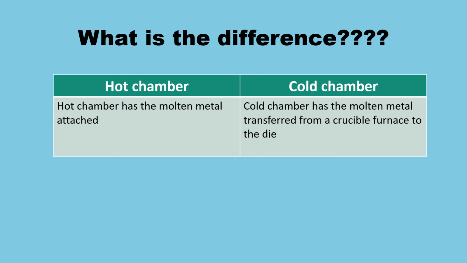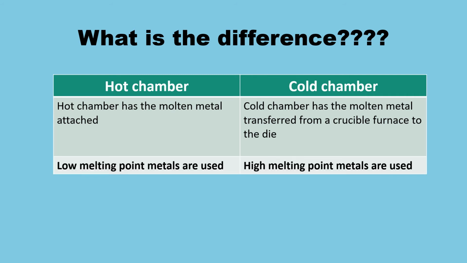But what about the metals? The other really big difference between these two processes is the fact that hot chamber uses low melting point metals, whereas cold chamber uses high melting point metals. That's because the furnace that is used to heat up this metal is huge. If you had that furnace too close to the hot chamber die, it would cause damage to the die and to the chambers. It's just too hot.